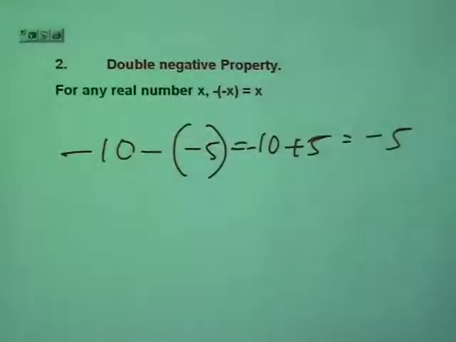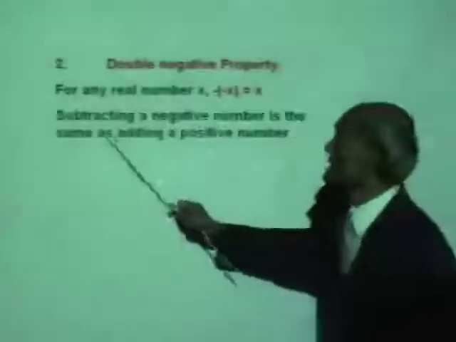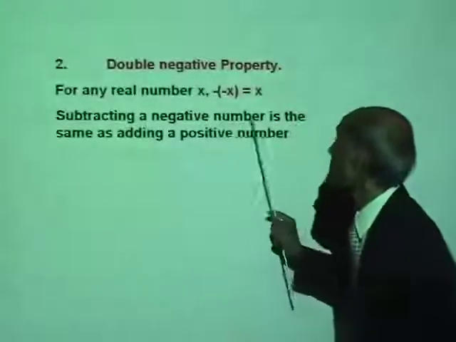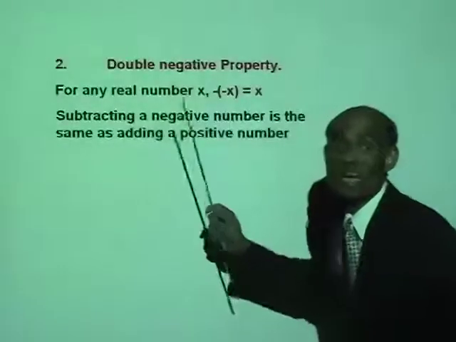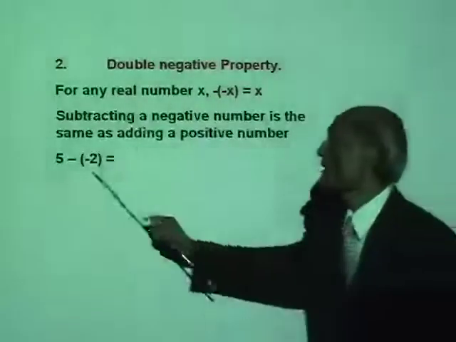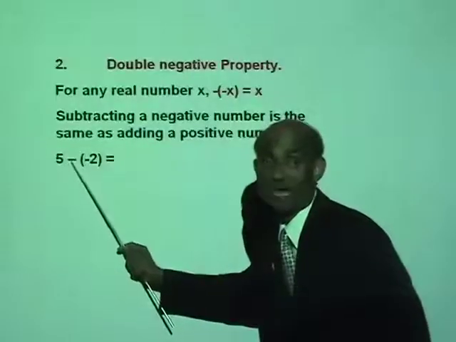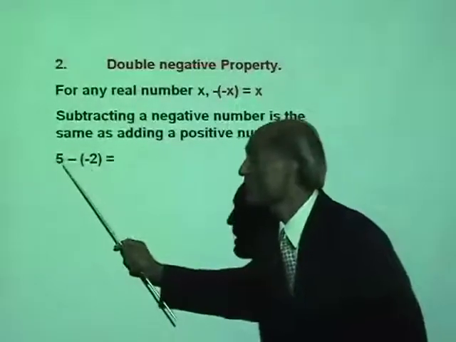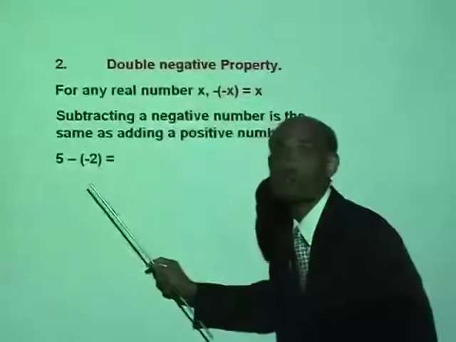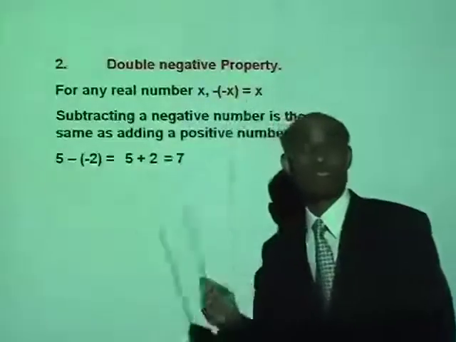Double negative property is a very important property. Subtracting a negative number is the same as adding a positive number. 5 minus negative 2. Look at that. Subtract a negative. What is that? 5 minus negative 2 is the same as 5 plus 2. And that's 7.